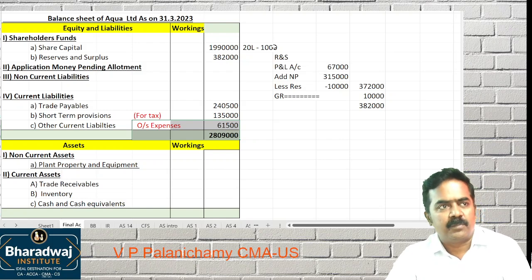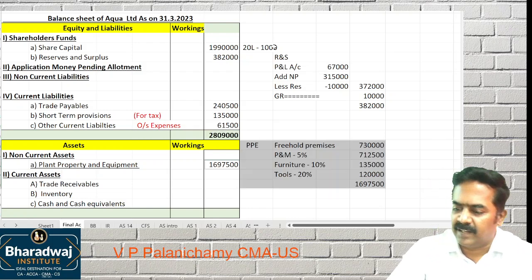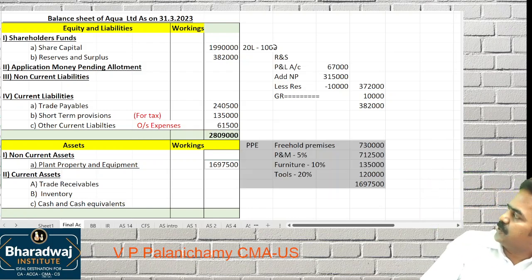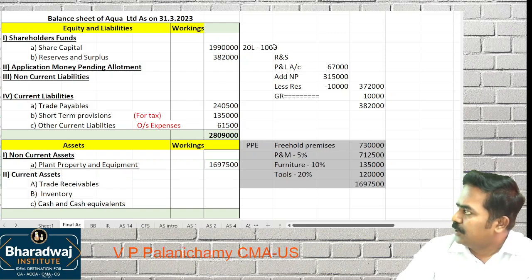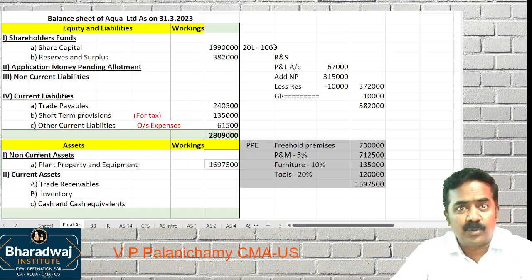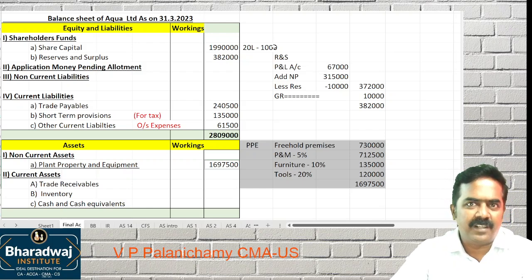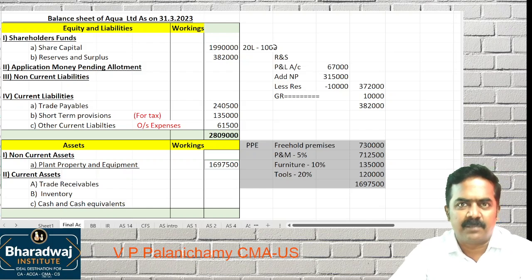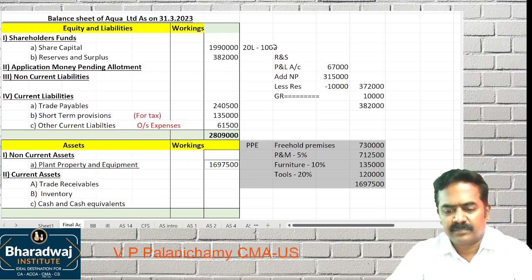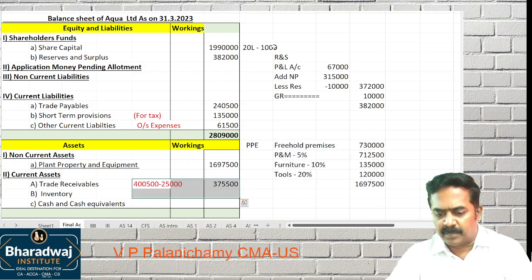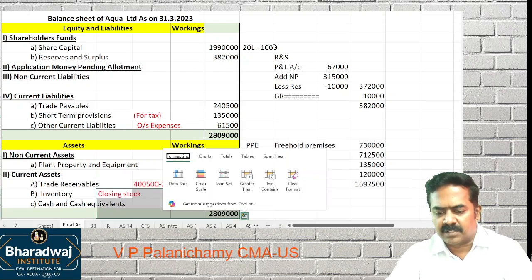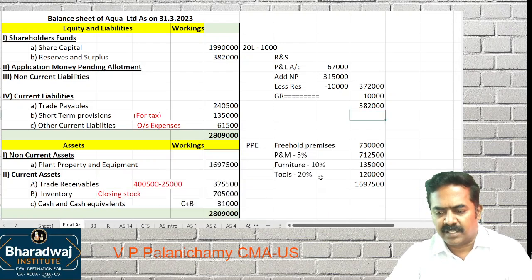Plant property equipment, you must give a proper working note. Cost minus depreciation. Classroom purpose, I directly take it. Freehold premises, no depreciation. Plant, furniture, tools after depreciation. Tools, sometimes I do not know. They show it in the textbook as part of closing stock. I assume that it is loose tools, machinery, spares, etc. Part of plant property and equipment. Then debtors minus provision for bad debts. Inventory is nothing but closing stock. Cash and cash equivalents, cash and bank balances.